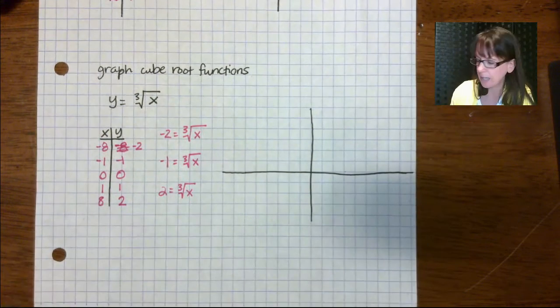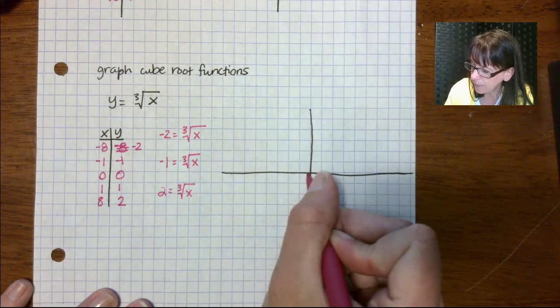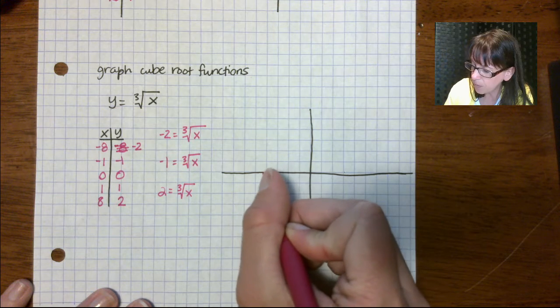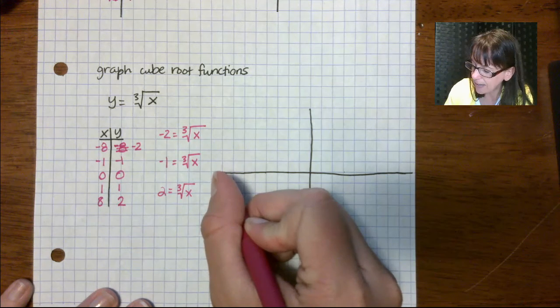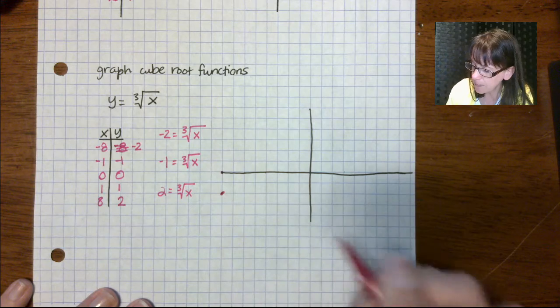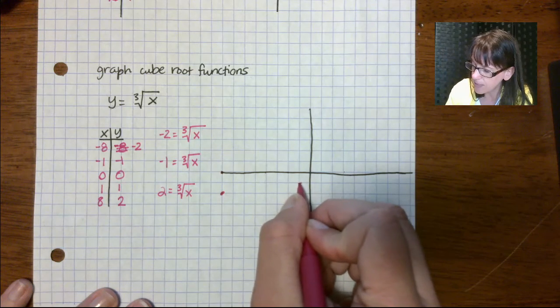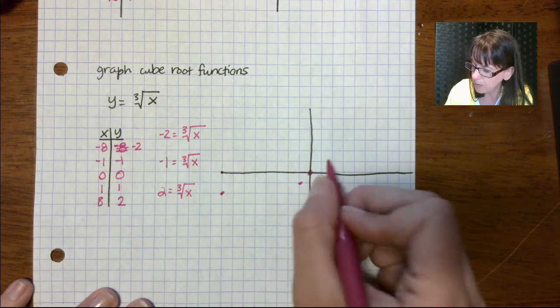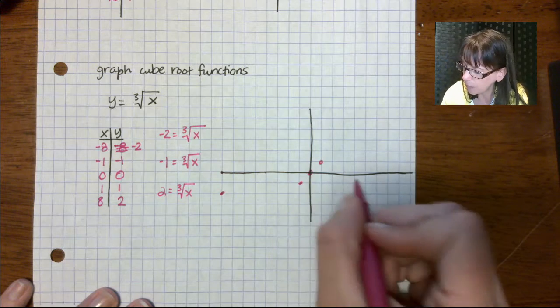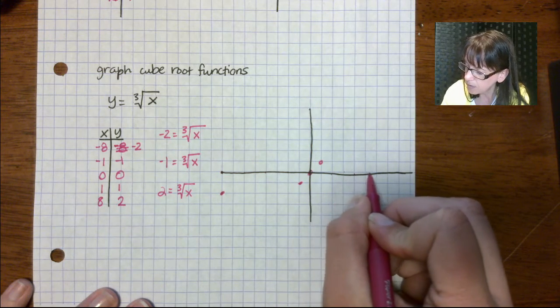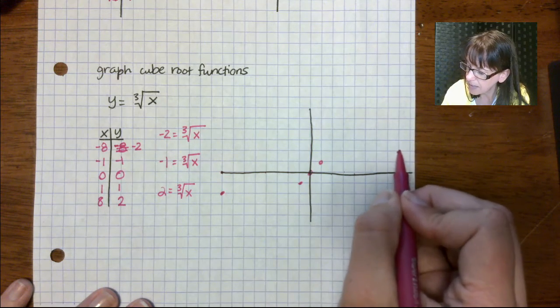So let's talk about how this guy looks graphed. If we go out -8, so 2, 4, 6, 8, and then down 2, that's right here, and then over -1, down 1, 0, 0, over 1, up 1, and then over 8, so that's 2, 4, 6, 8, and then up 2, just like that.